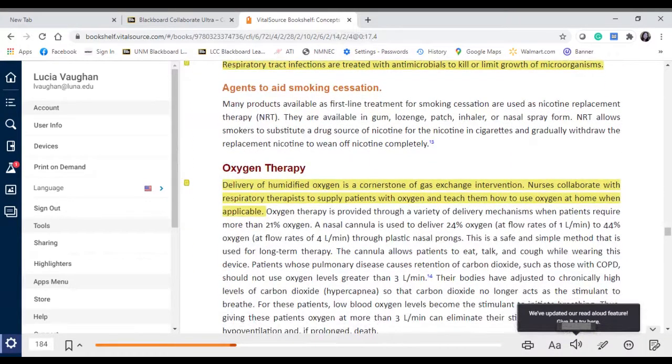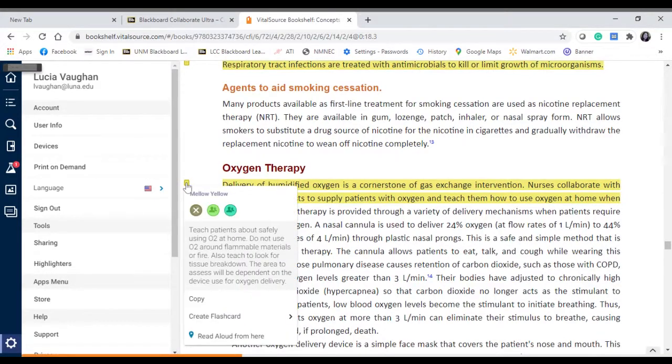Delivery of humidified oxygen is a cornerstone of gas exchange intervention. Nurses collaborate with respiratory therapists to supply patients with oxygen and teach them how to use oxygen at home if applicable. Teach patients about the safety of using O2 at home. Do not use O2 around flammable materials or fire. Also teach them to look for tissue breakdown. The area to be assessed will be dependent on the device used for oxygen delivery.